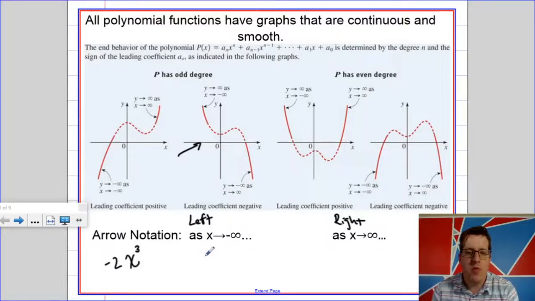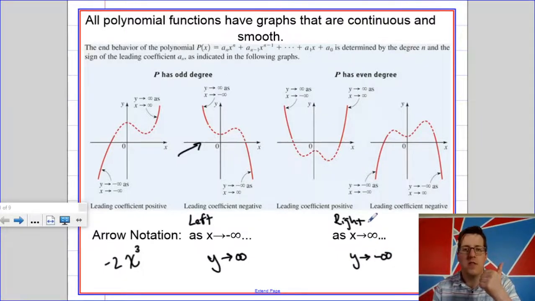So to put our arrow notation in, we say, well, what happens if we move along our graph from right to left, backwards of what we would normally do? Well, we would be going up towards the positive y's. So as x approaches negative infinity, y approaches positive infinity. The right side's a little bit easier. As x approaches positive infinity, the y values are decreasing, decreasing, decreasing, decreasing. So y approaches negative infinity. So that's a bit about the lead coefficient test, end behavior, and also that arrow notation again.